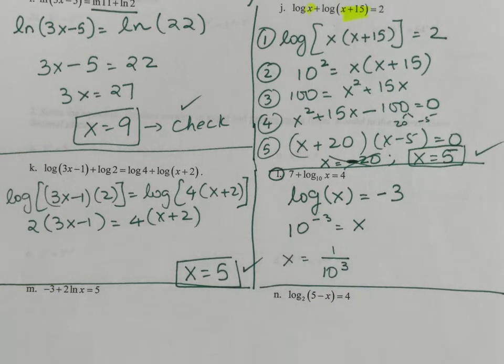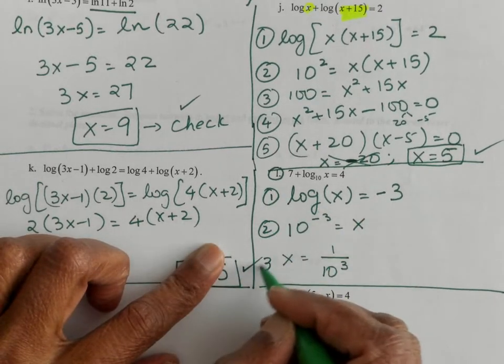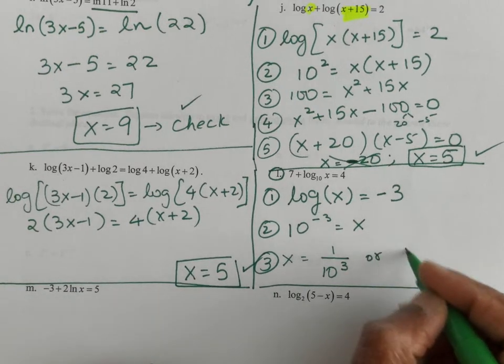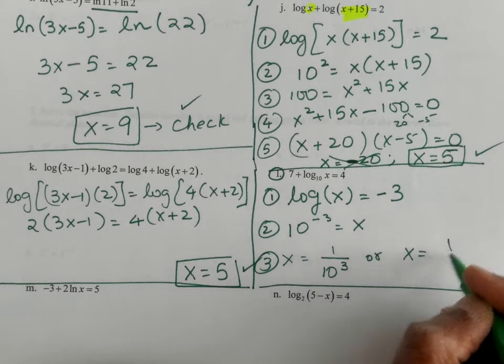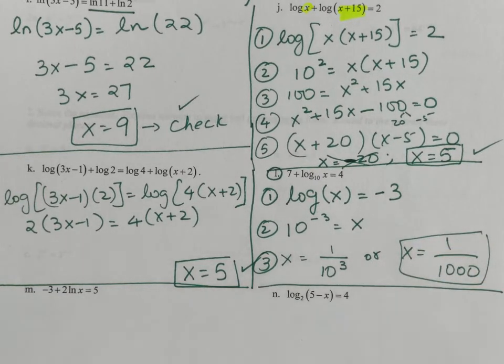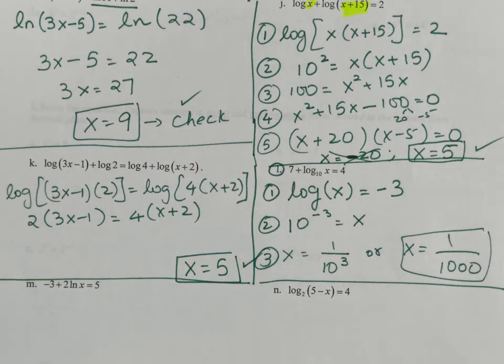Isn't that what happens? Okay, please tell me if you're not sure how I went from 1 to 2 or 2 to 3. Let me number the steps. So x equals 1 over 10 cubed, and 10 cubed is nothing but 1000, and it works because it's a positive value.